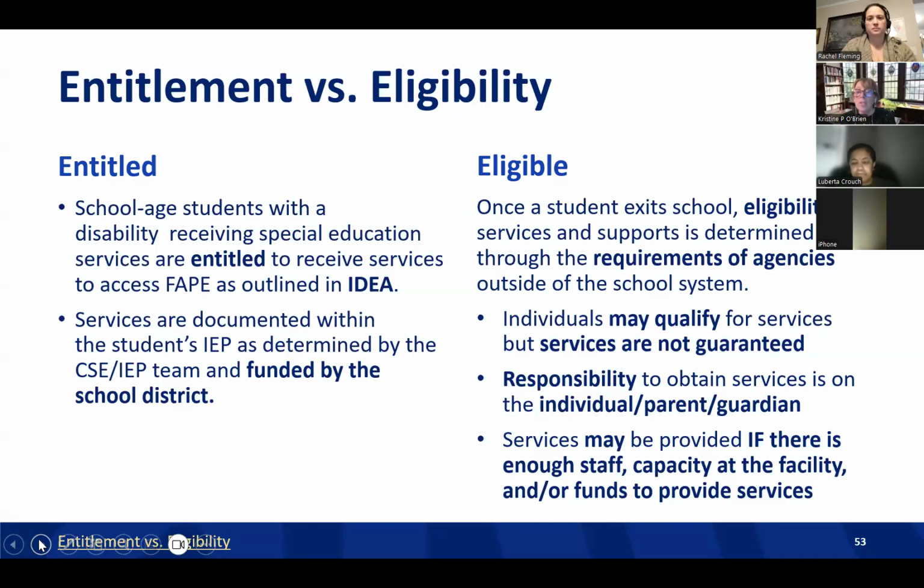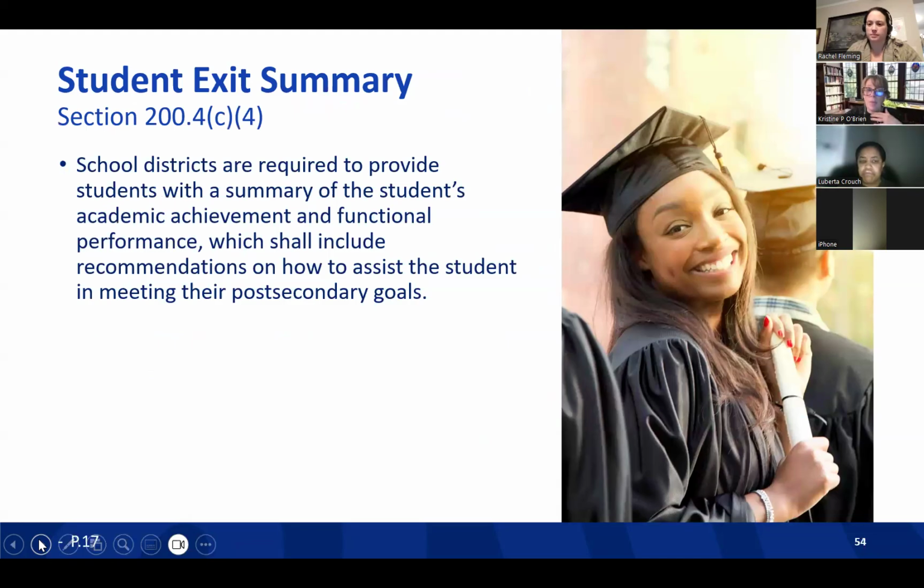So there are agencies that they will reach out to, but there's eligibility criteria. And that eligibility criteria can look very different for different agencies, right? So there's a lot of different agencies out there. Students may qualify, may not qualify, depending upon their eligibility. So we want to really be thinking about that.